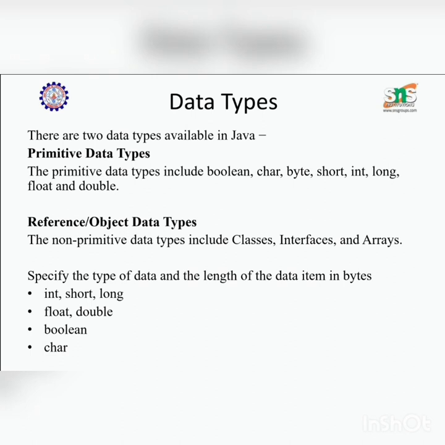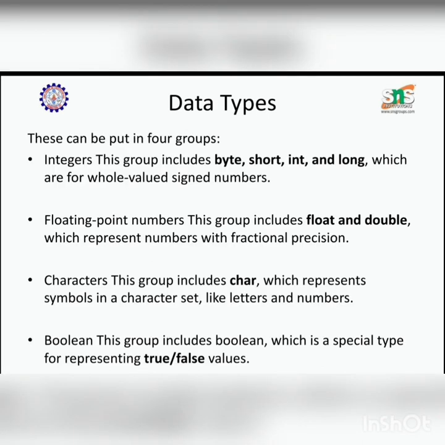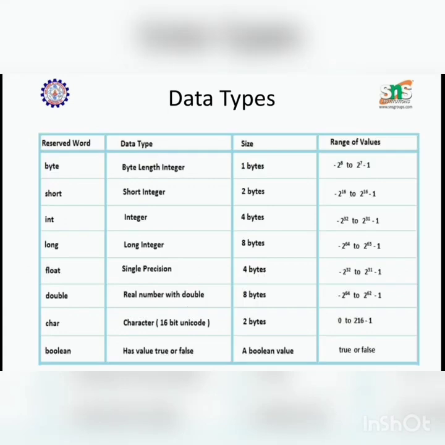They specify the type of data and the length of the data item in bytes: int, short, long, float, double, boolean and character. These can be put in 4 groups. Integer: this group includes byte, short, int and long, which are for whole-valued signed numbers. Floating point numbers: this group includes float and double, which represent numbers with fractional precision. Characters: this group includes char, which represents symbols in the character set, like letters and numbers. Boolean: this group includes boolean, which is a special type to represent true or false values.